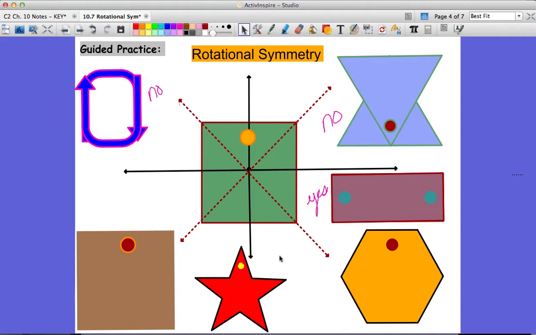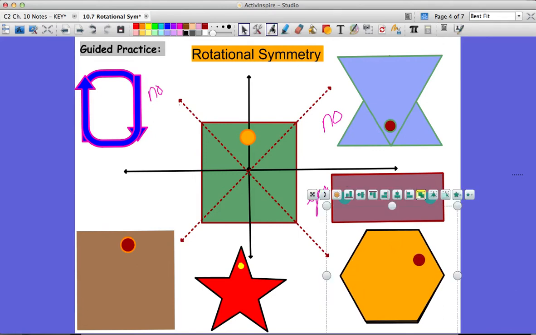And again, we can try with the octagon. Now if I turn this, I don't even have to turn it a quarter of a turn, and it already matches up with itself. So we know right off the bat that this does have rotational symmetry.